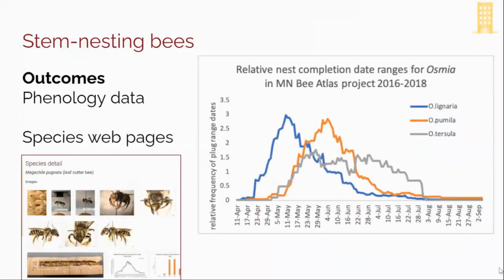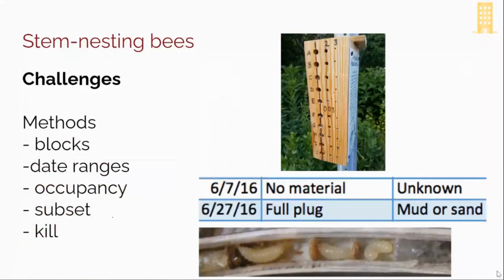Some more outcomes, we've got phenology data. These are some of our best phenology for three of our Osmia: Lignaria, Pumila, and Tersula. We can see the Lignaria came out first, Pumila seemed to nest after that, and then Tersula has a longer nesting period. We also have web pages up for them.